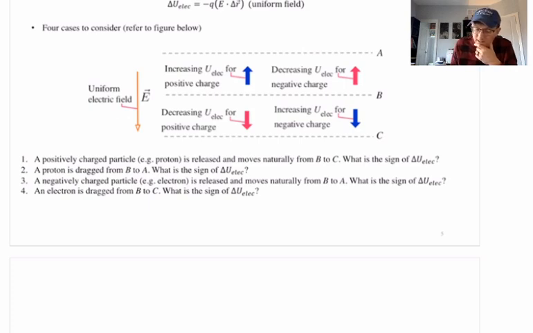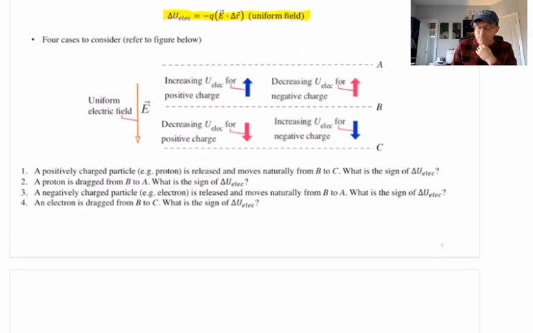Okay, so on this last slide, we're just going to practice using that expression right there. Can you see it? Just a little bit, okay? All right, so I'm still considering that I have a uniform electric field pointing down. And I've got 3 locations or 3 levels within that field: A, and below that B, and below that C. And I'm going to do some little thought experiments where I'm going to take a charged particle and let it move in this uniform field.